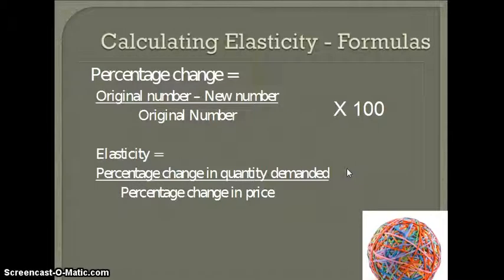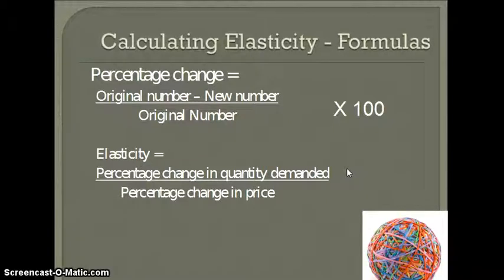Okay, there are some formulas for calculating elasticity. I want you to write these down in your notes. We will be using these in class to do some sample problems. The first formula you need is percent change. The formula for percent change is the original number minus the new number, divided by the original number, times 100. So you subtract the original minus the new, divide that answer by the original number, and then multiply that answer times 100 to get a percentage. This formula tells you what percentage the demand for the item changed.